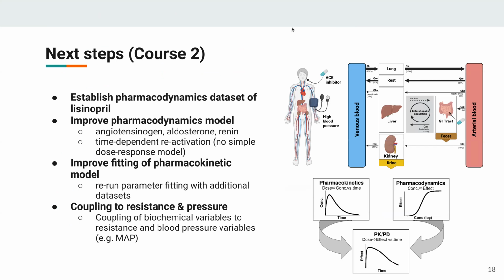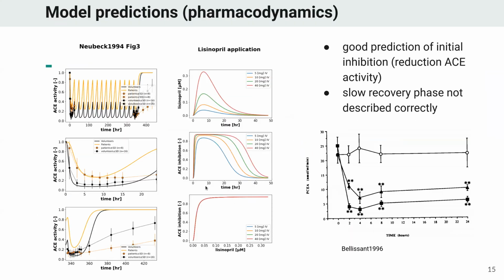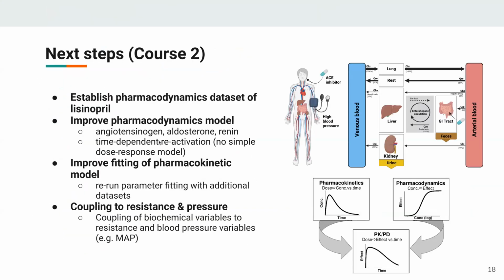Yeah, the next steps for the second course. Certainly, we now have to establish more pharmacodynamics data sets. The pharmacodynamics which I showed here, basically these curves, they had good pharmacokinetic data and also a plot with pharmacodynamics, but it was not a paper which really focused on the pharmacodynamics. This is what we're doing in the second course, really establishing this data set for the pharmacodynamics and improving the pharmacodynamics model. Like I said, we have a very simple dose response curve in there.